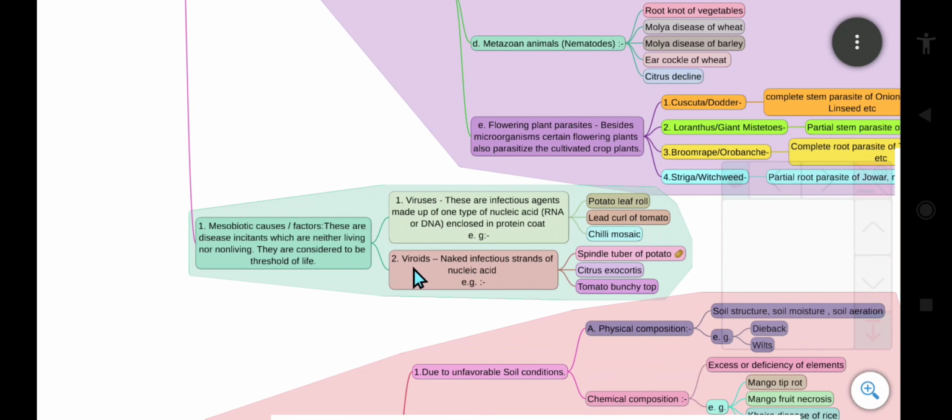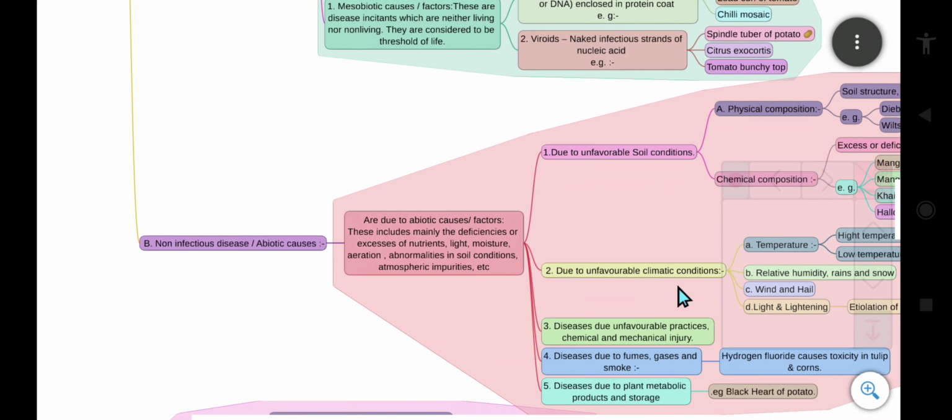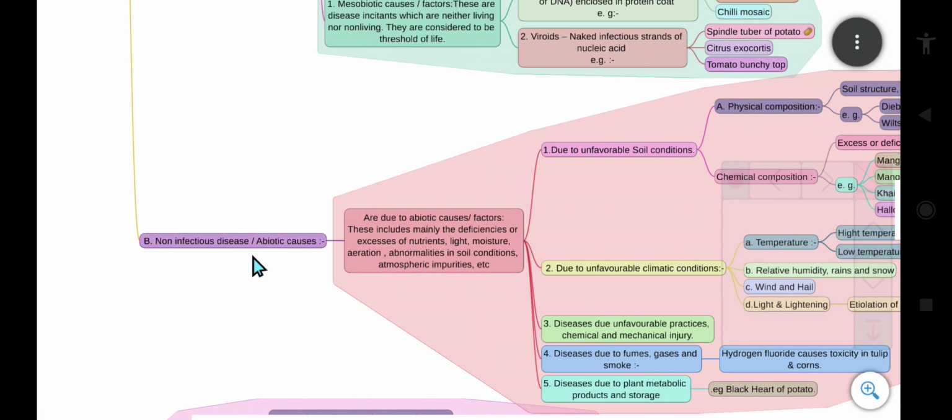Second is due to viroids. It is naked infectious strands of nucleic acid. Its examples are spindle tuber of potato, citrus exocortis, tomato bunchy top. And the next one is non-infectious diseases or abiotic causes. These include mainly the deficiencies or excess of nutrients, light, moisture, aeration, abnormalities in soil conditions, atmospheric impurities, etc.